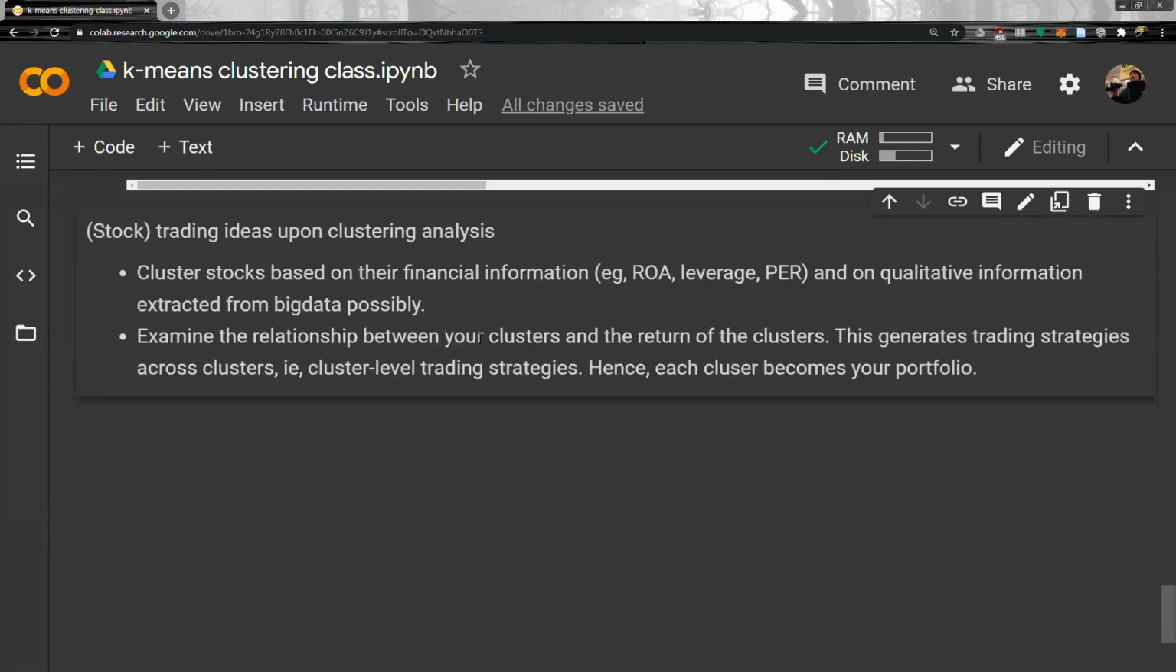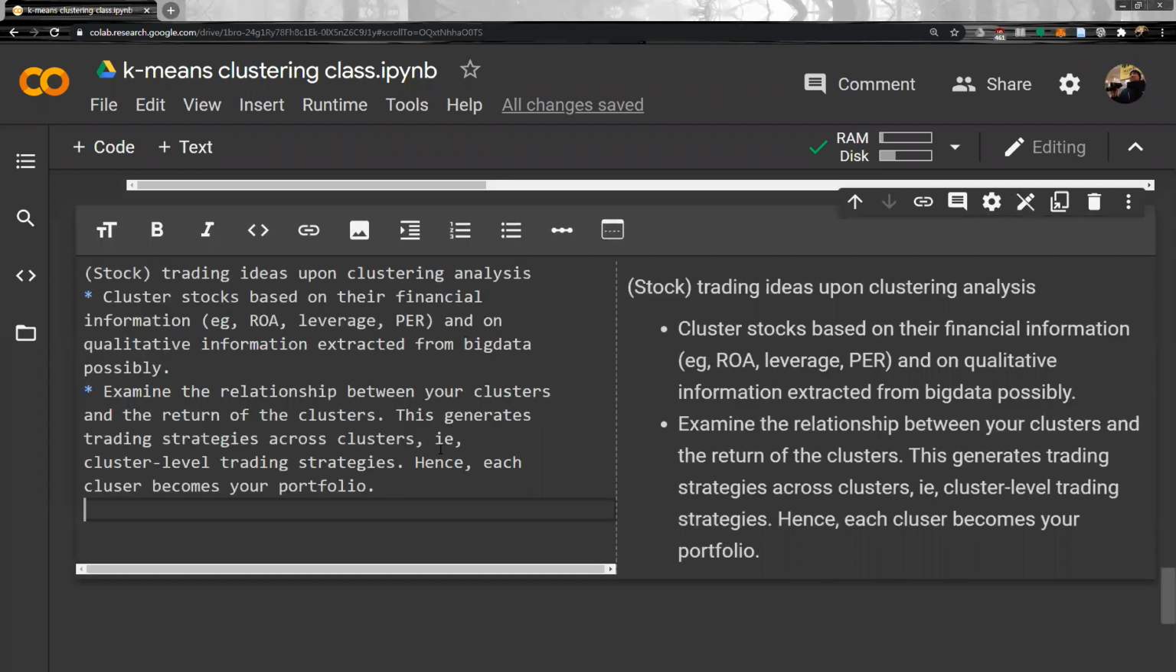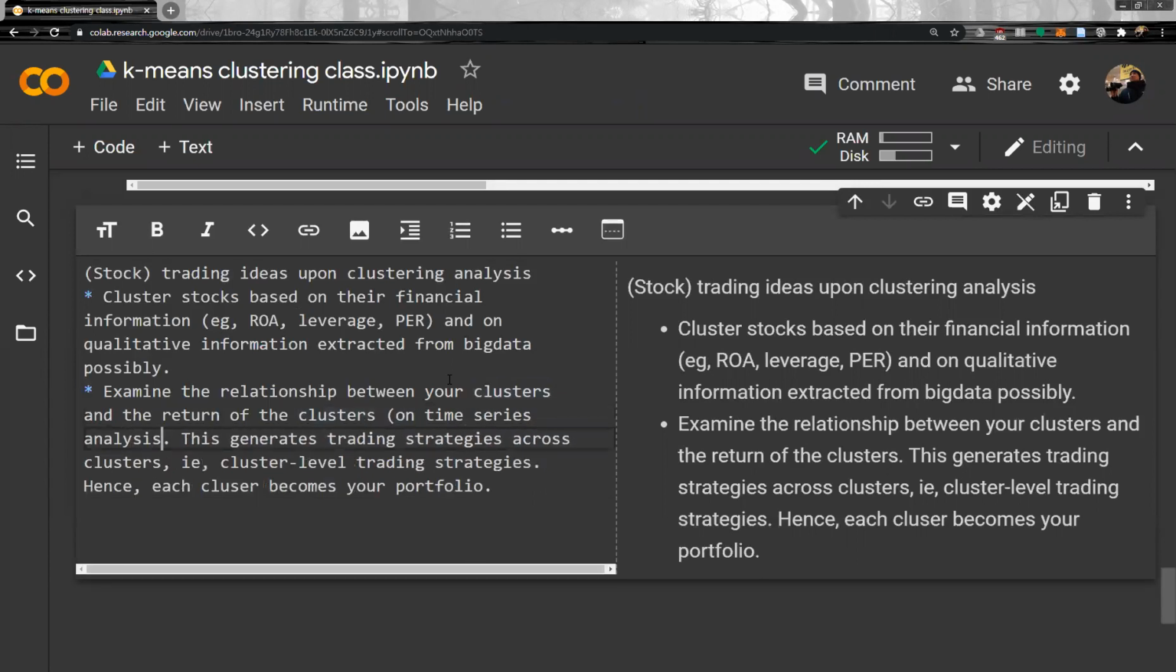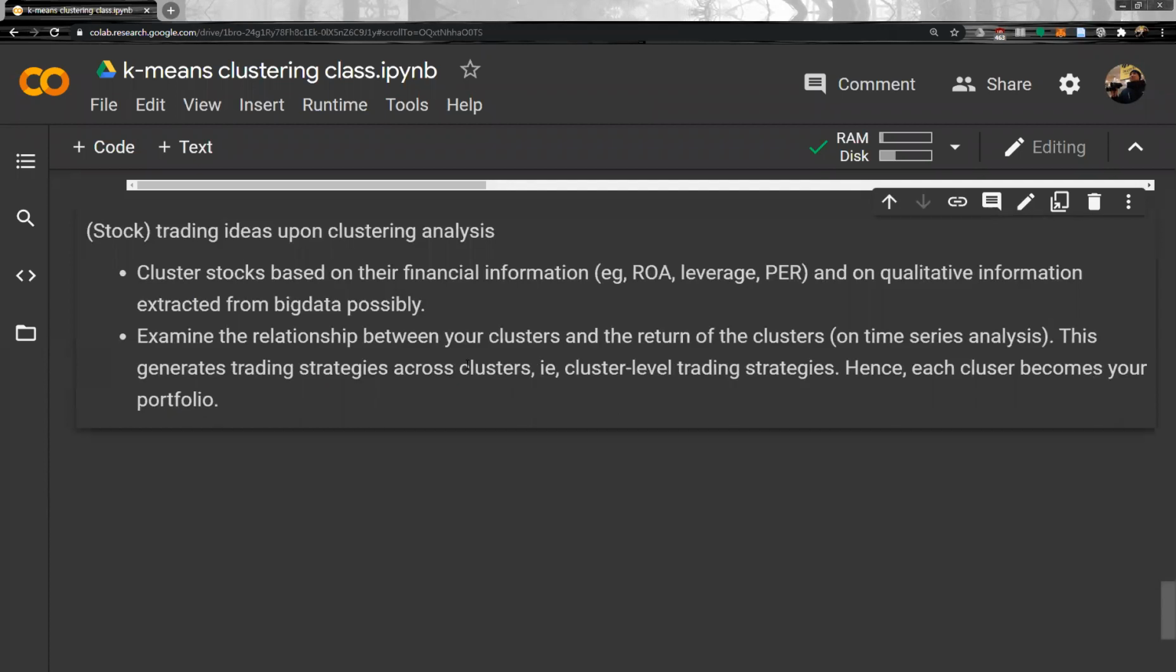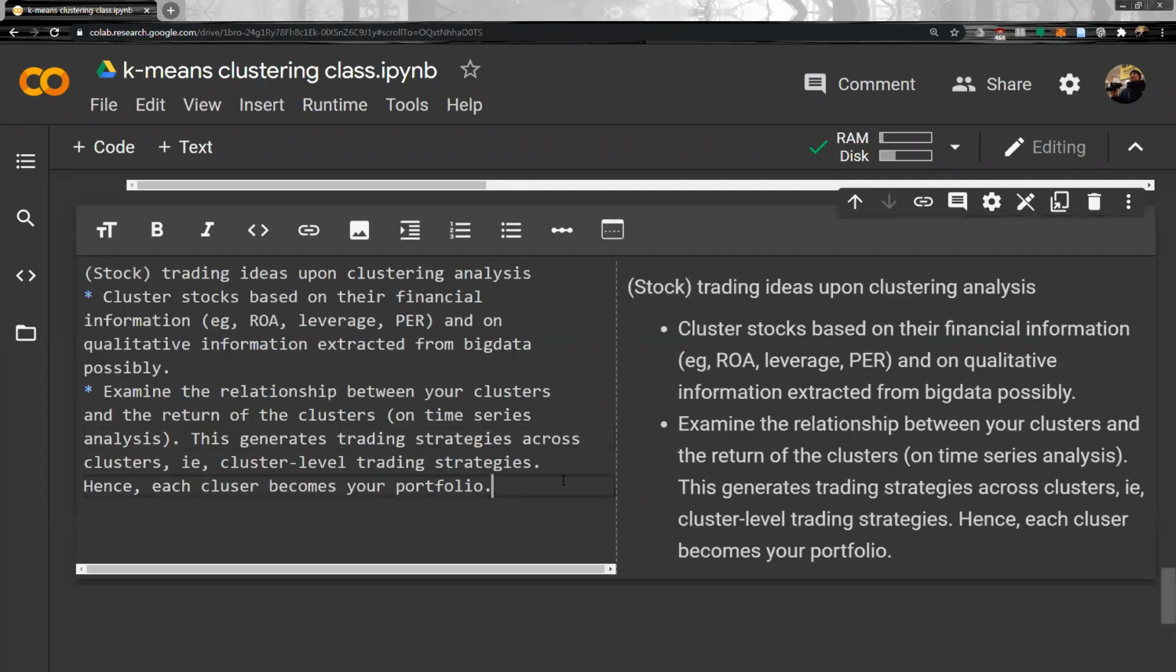So for each cluster, you can investigate what has been the performance of the clusters. So you can predict what would be the future return of each cluster with simple time series analysis, for example. There's possibly another strategy.